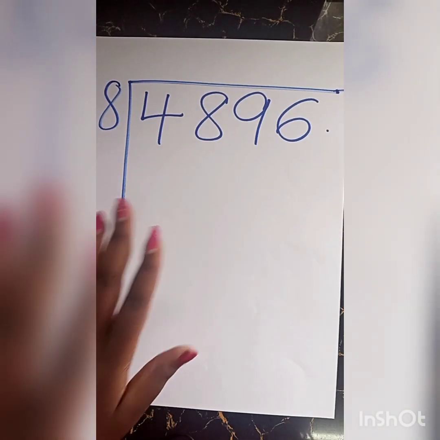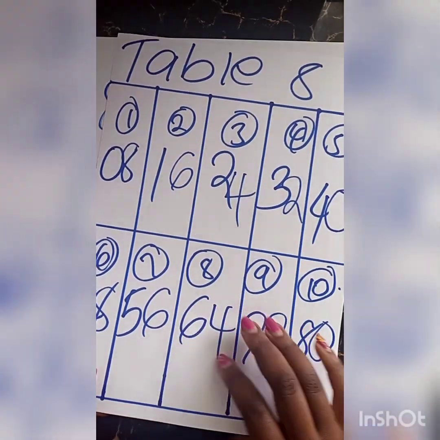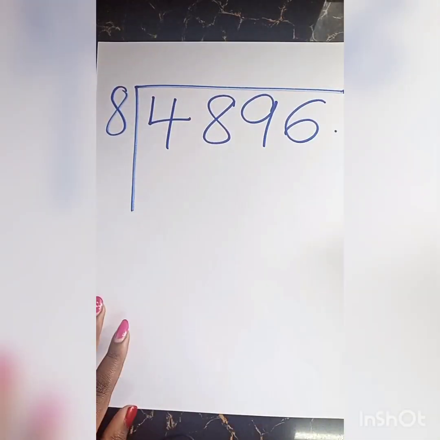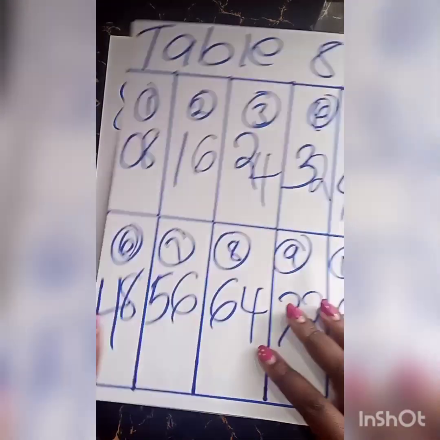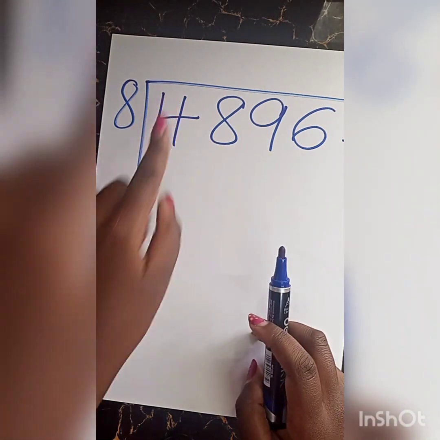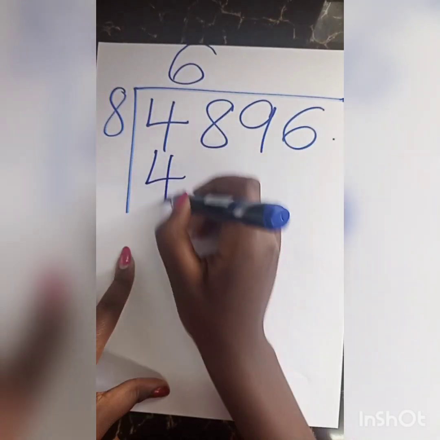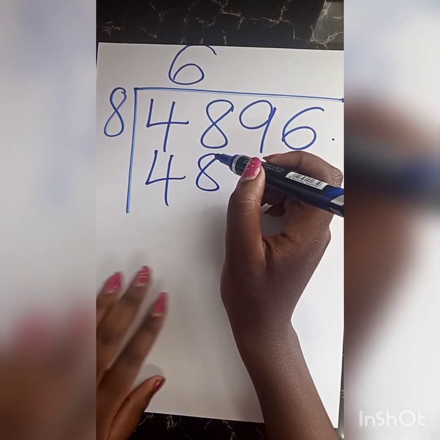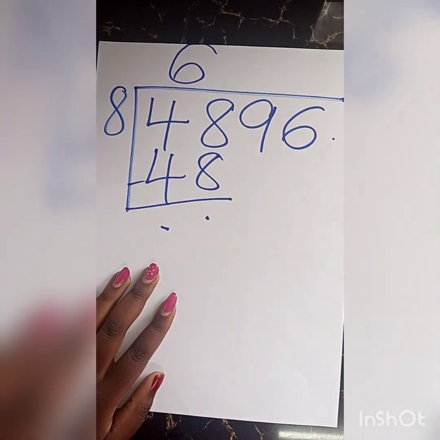Okay. So how many times does 48 go into 8? Where is 48 in our table here? 48 is here, okay? So we can see that 48 goes into it 6 times. So we'll write a 6 here because as we've seen, 6 times 8 is 48. Are we together? 8 minus 8 is 0, and 4 minus 4 is 0.